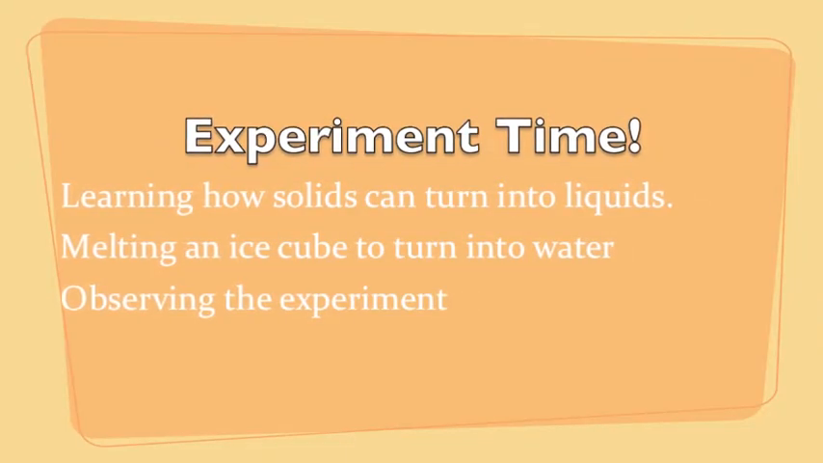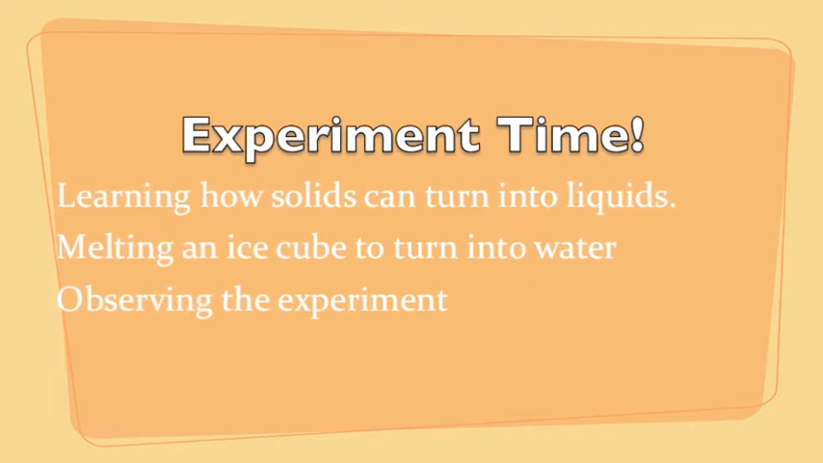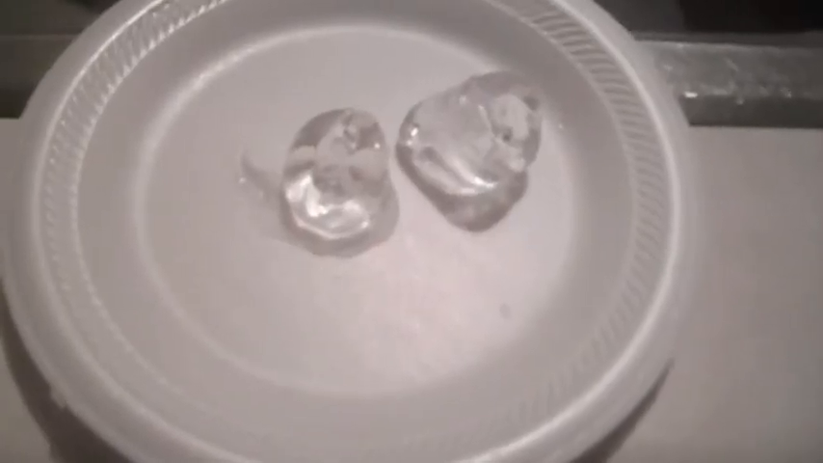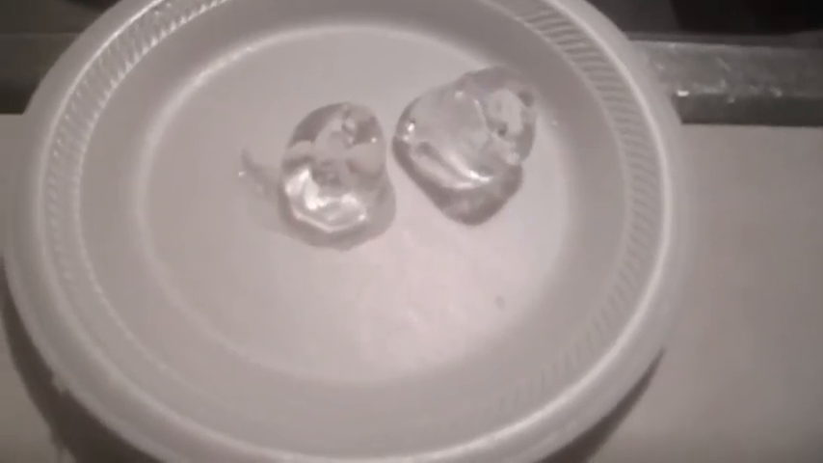Experiment time. Let's learn how solids can turn into liquids. We are going to melt an ice cube to turn it into water using heat. Now observe the experiment and write down your observations. Watch how, when heat is applied to the ice cubes, the cubes melt.